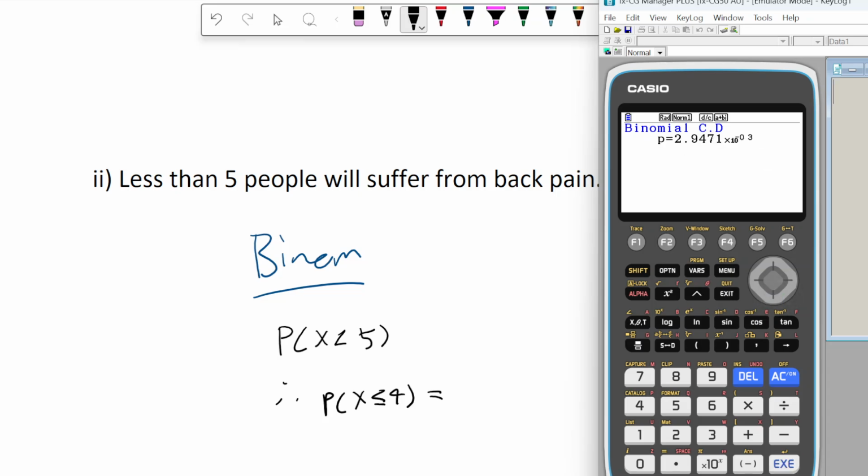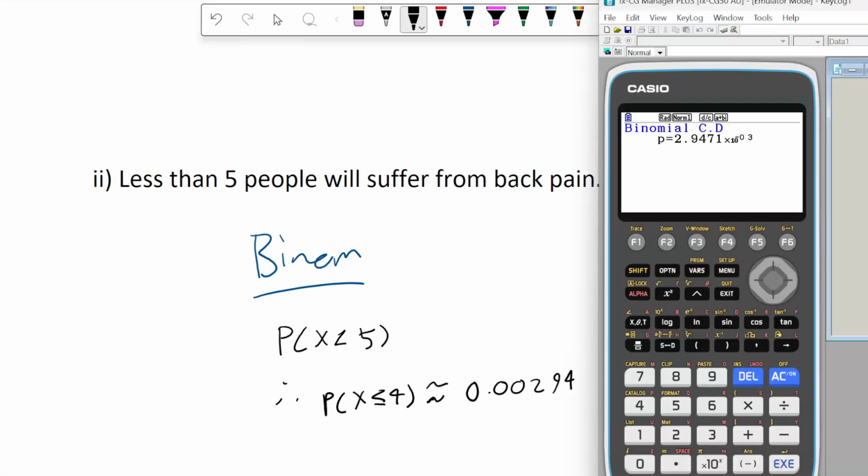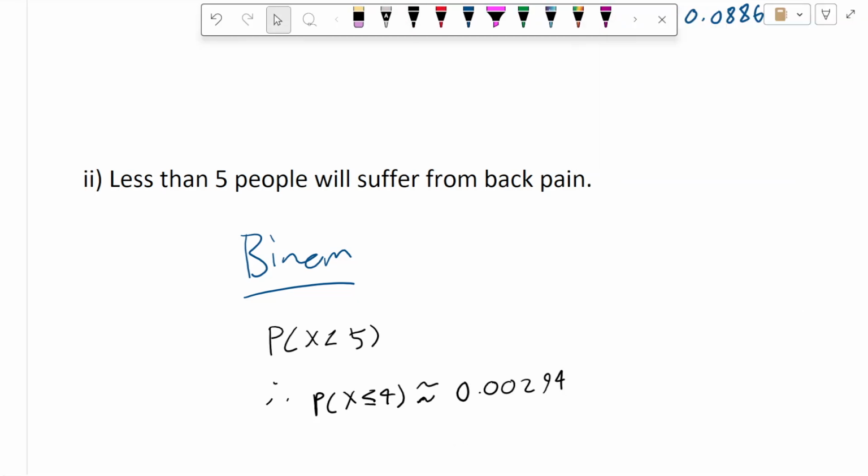Everything here should be fine. So we got basically nothing, 0.00294. I think I've got around that. Yeah, I do. 295.